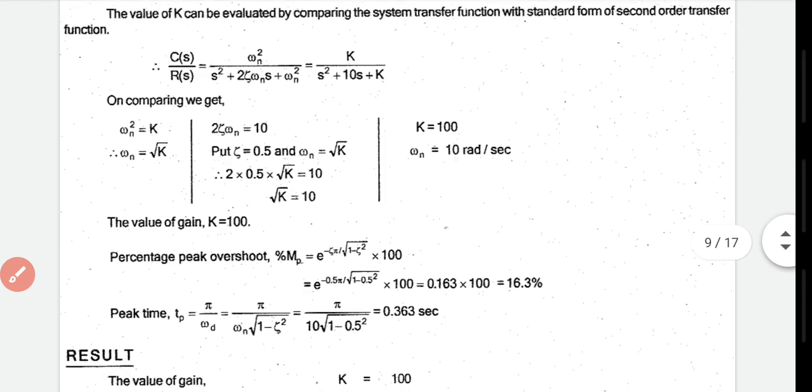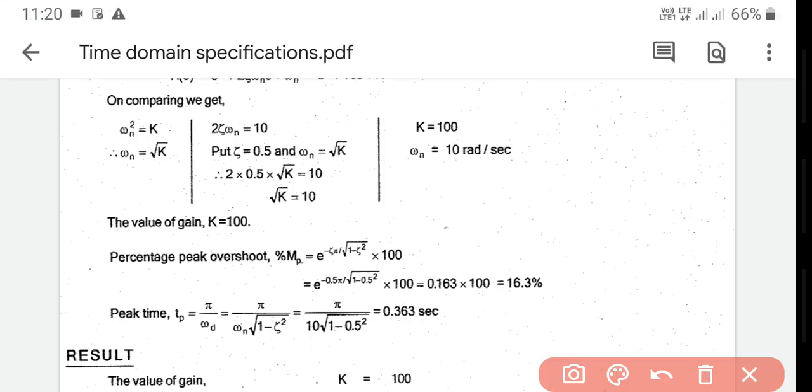Now we have to calculate the percentage of peak overshoot. You know the formula for percentage of peak overshoot. Percentage Mp is equal to e power minus zeta pi by square root of 1 minus zeta square, into 100. Now you know the zeta value, so substitute the zeta value in the above equation. You will get the percentage of overshoot, that is 16.3%.